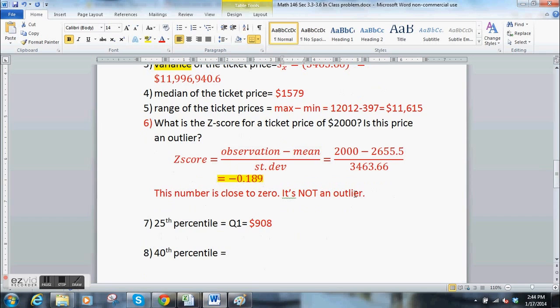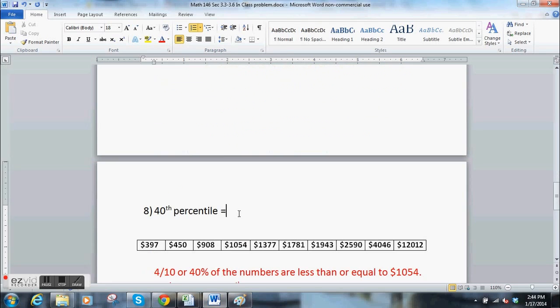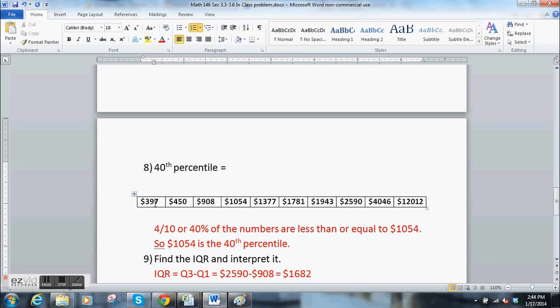So here's a question asking for the 40th percentile. This is a little tricky. The trick here is to notice that there are 10 numbers, so each one is a 10th percentile. So this is 10%, 20%, 30%, 40%, 50%, etc. So we would say 4/10 of the numbers, or 40% of the numbers, are less than or equal to 1,054. So these 4 are all less than or equal to 1,054. So 1,054 is the 40th percentile.